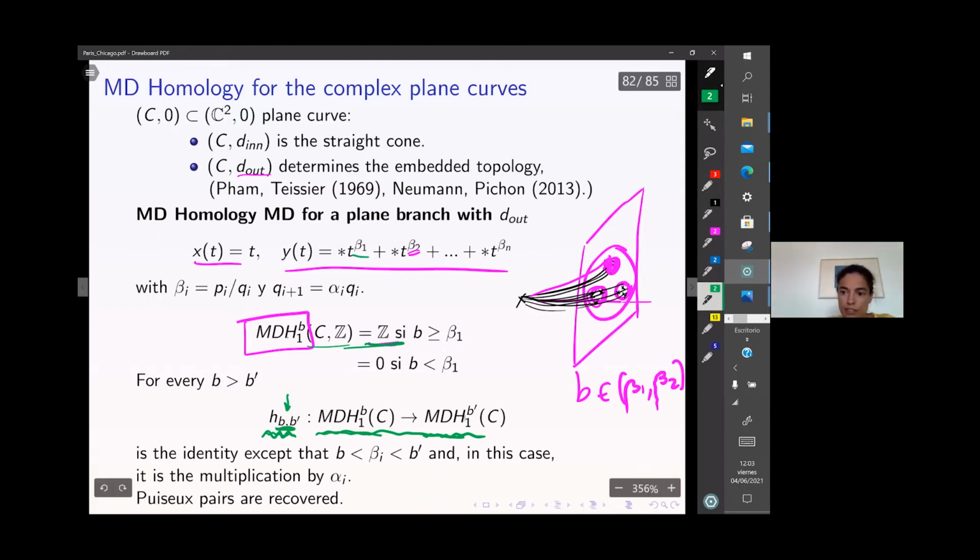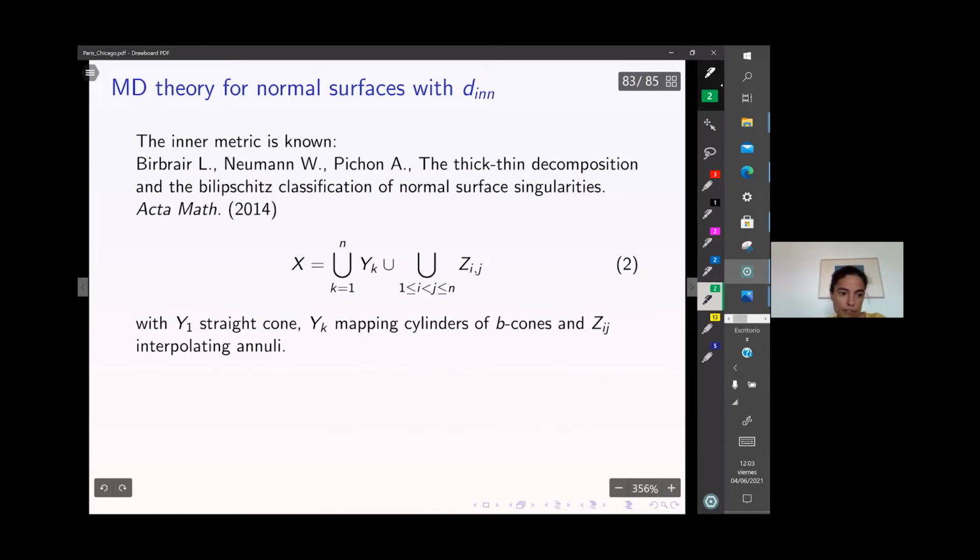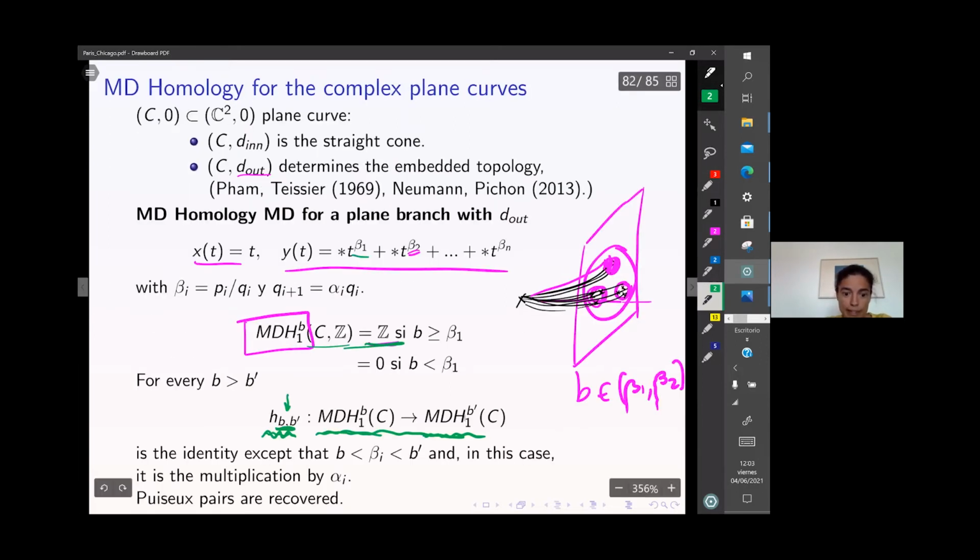So this is the curve case. In fact, we are recovering all the information. We take the curve with the outer metric, we compute the whole invariant, including these mappings, and we recover the exponents that are relevant where this collapsing happens, exactly the Teissier exponents. So the embedded topology is recovered not only from the outer metric, but simply from the moderately discontinuous homology.